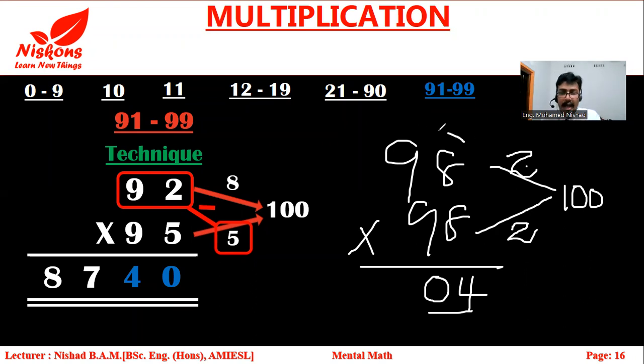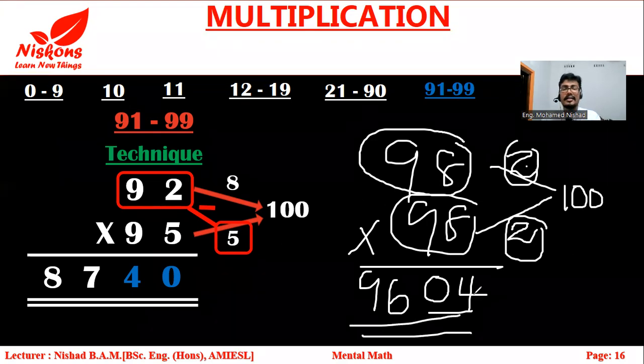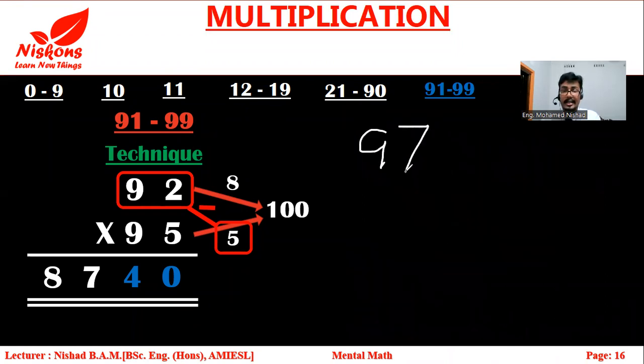After that, you have to subtract this difference from the number. You subtract this 2 from this 98. 98 minus 2, how much? It will be 96. Even if you do this from the other number, 98 minus 2, that will also become 96, right? So this is the answer, 9,604. Very simple, right? Let me provide you another example.